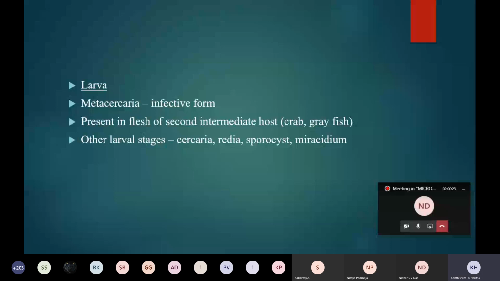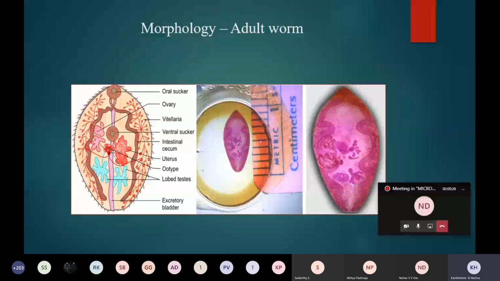So this is an image showing the morphology of the adult worm. You can see it is oval in shape. The tegument is covered all over by spines. The oral sucker is present at the anterior end. The ventral sucker is in the middle of the body. And you can see the ovary and also the testis.